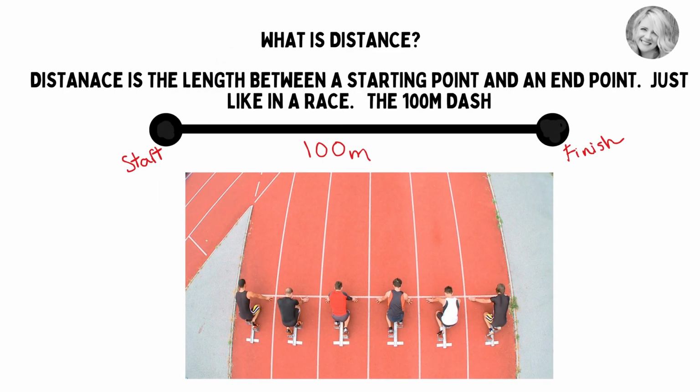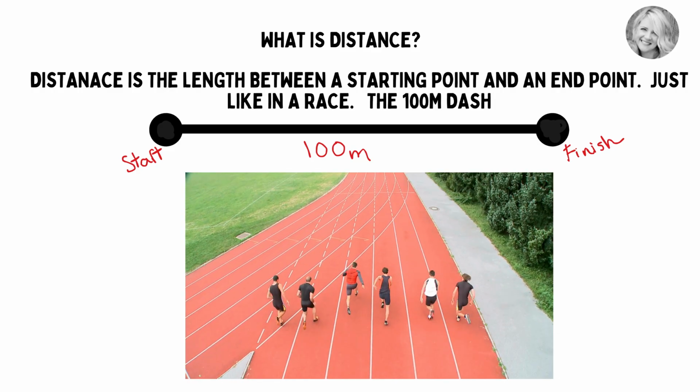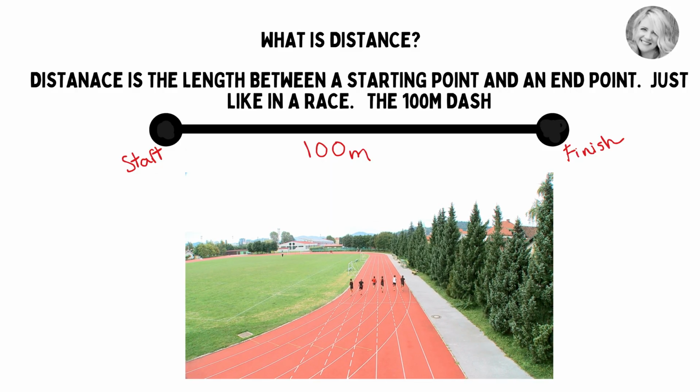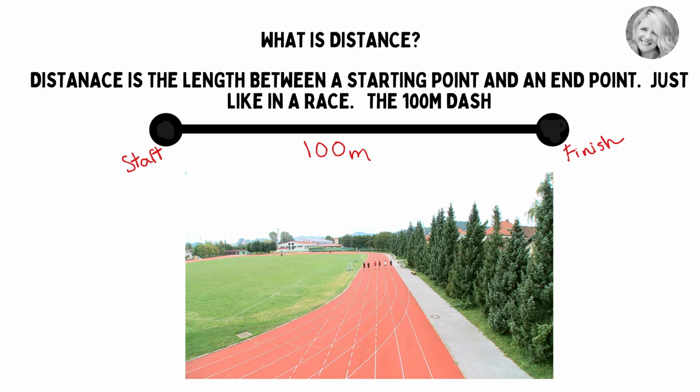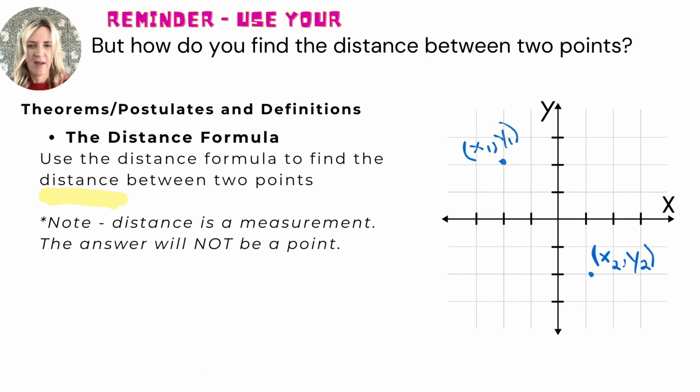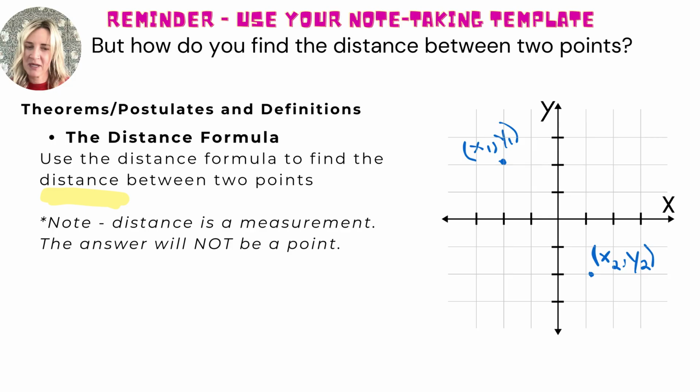Let's talk about distance for a second. What is distance? Distance is the length between a starting point and an end point, just like a race. The 100-meter dash, the distance of it is 100 meters. But how do we find the distance between 2 points, especially if we don't have any way to measure it? But actually we do, because it is a coordinate plane, and each space in between each hash mark represents a unit of 1. So if your points are horizontal, you can count the distance by counting the number of squares in between. If the points are vertical? You can do the same.